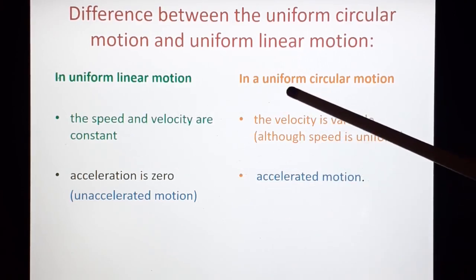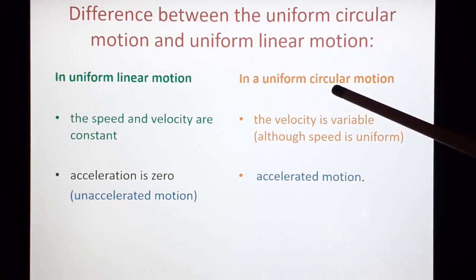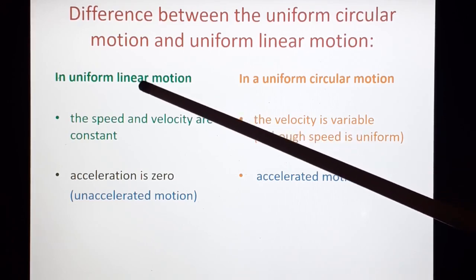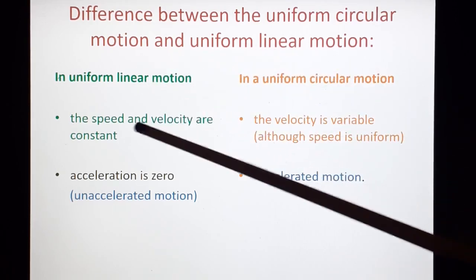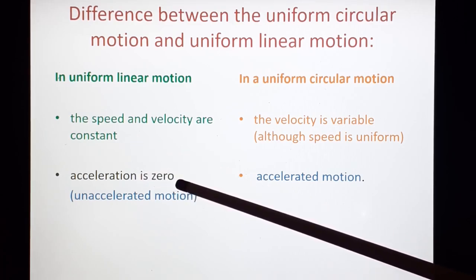Clear? Whereas in uniform circular motion, as it is uniform, speed is constant. But as it is circular motion, the direction of motion is changing at every point. So velocity is variable, right? Although speed is uniform. Clear? So here speed and velocity both are constant. In this case, speed is constant, velocity is variable. Now, in this case, as velocity is constant, acceleration will definitely be 0, because acceleration is the rate of change of velocity.